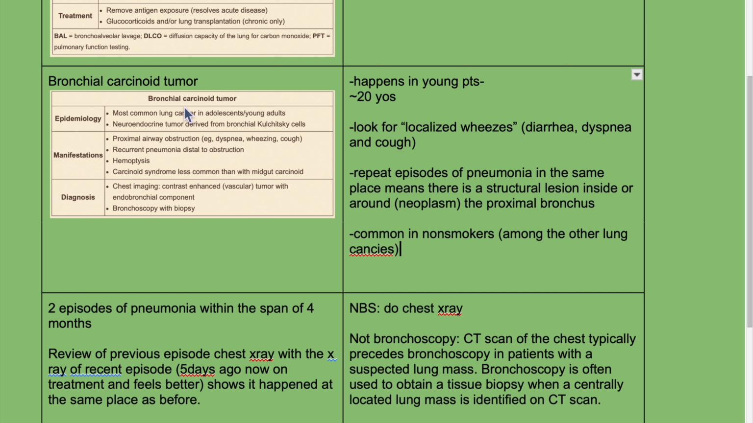Bronchial carcinoid tumor epidemiology: most common lung cancer in adolescents and young adults. Neuroendocrine tumor derived from bronchial Kulchitsky cells. Manifestation here is proximal airway obstruction, that is dyspnea, wheezing, cough, recurrent pneumonia distal to obstruction, hemoptysis. Carcinoid syndrome is less common than with midgut carcinoid. Diagnosis: chest imaging will show a contrast-enhanced vascular tumor with an endobronchial component, and bronchoscopy with biopsy.